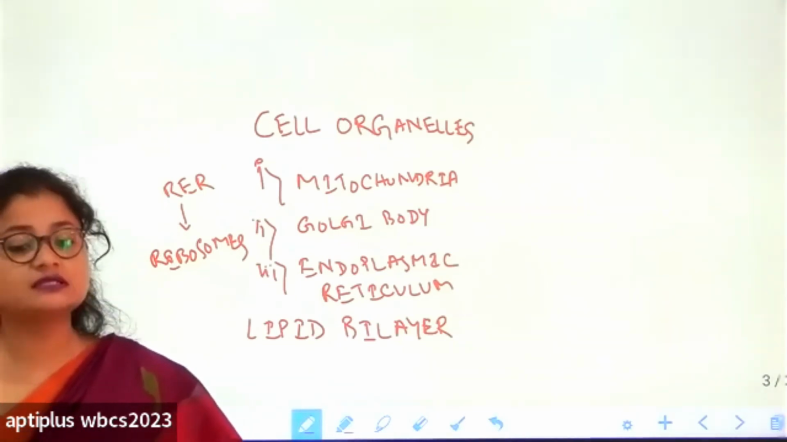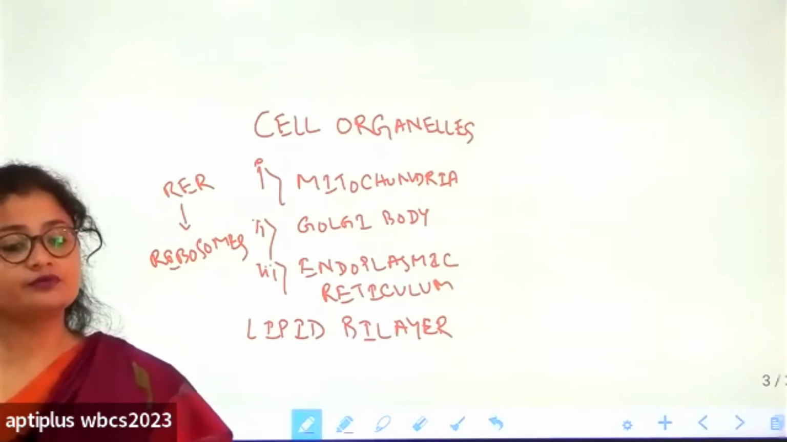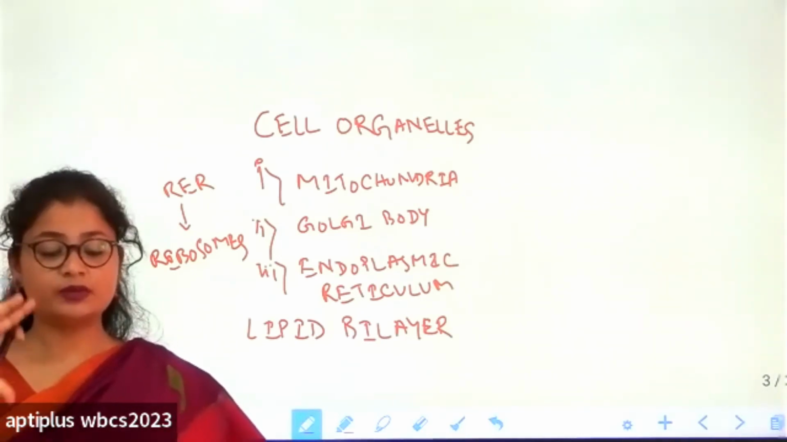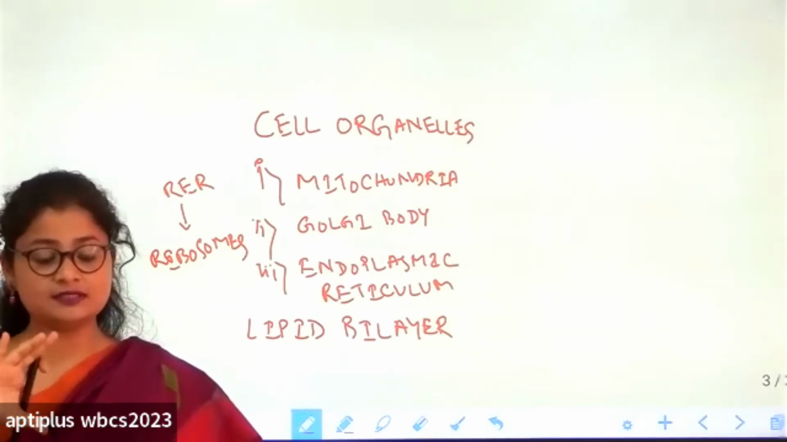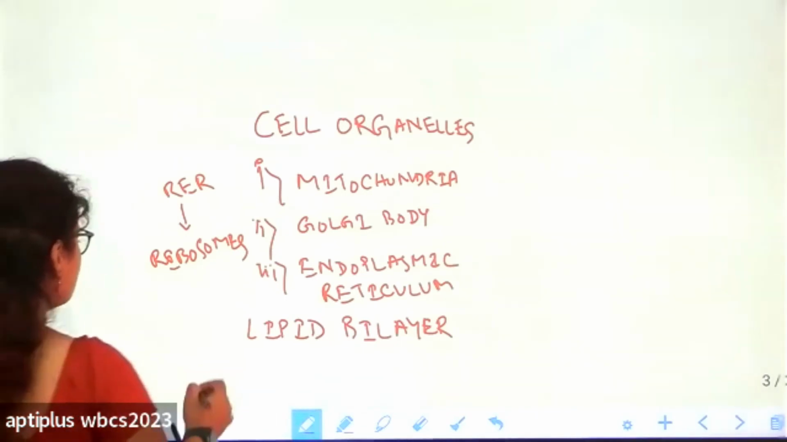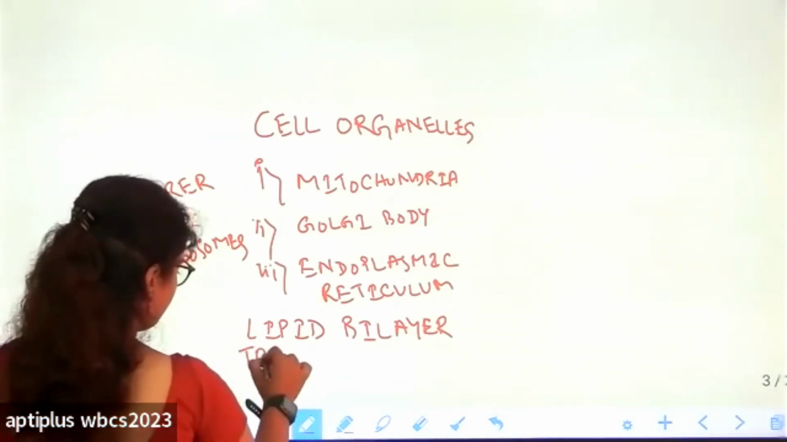And because of this lipid bilayer, the cytoplasmic membrane or the plasma membrane is also known as a sandwich model, because between the two lipid layers, in between, we have the different embedded proteins, which are also known as the transmembrane proteins.